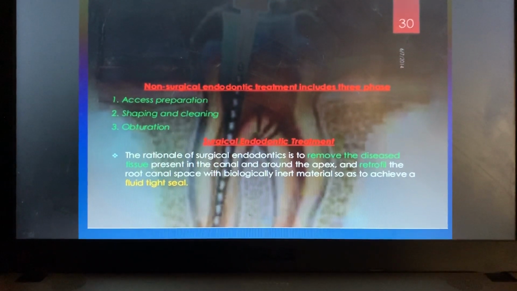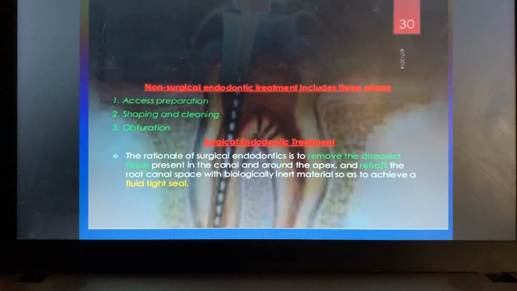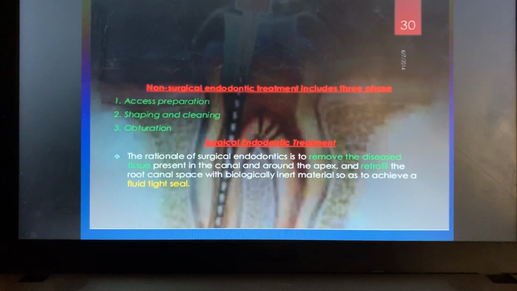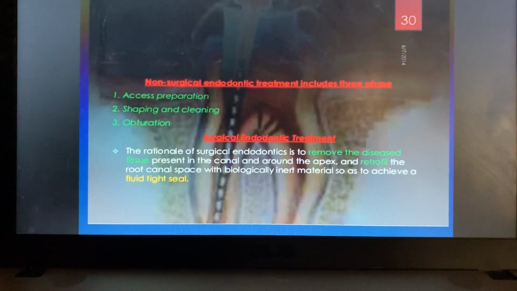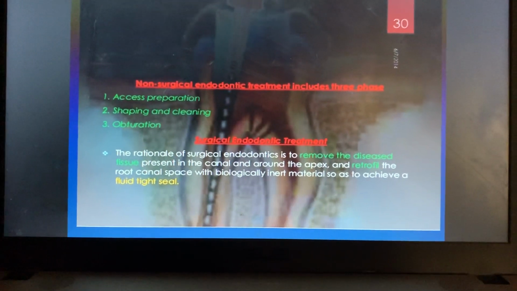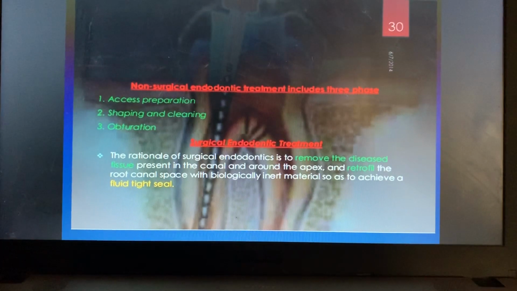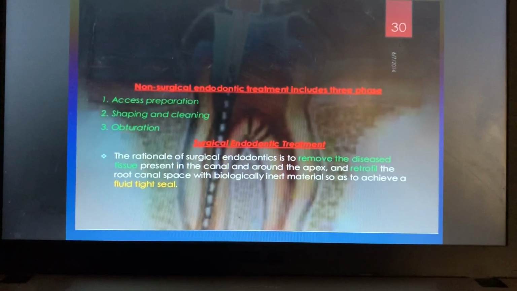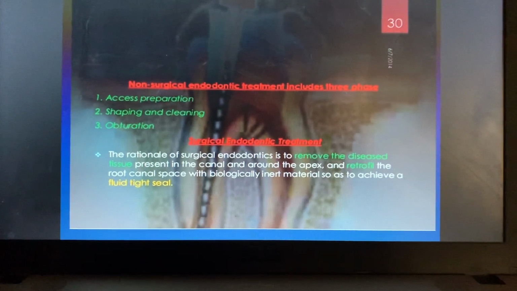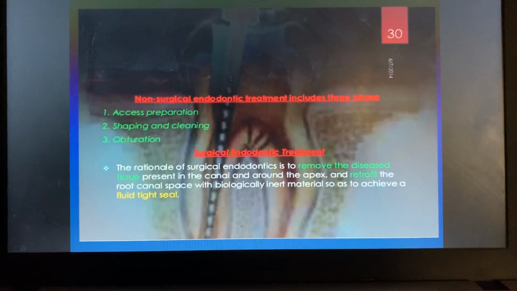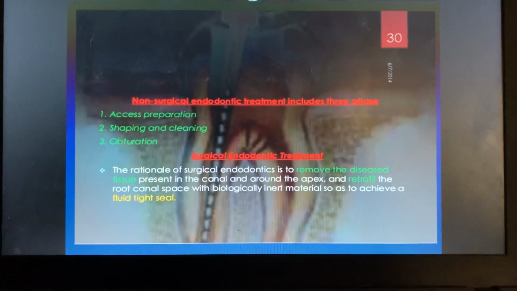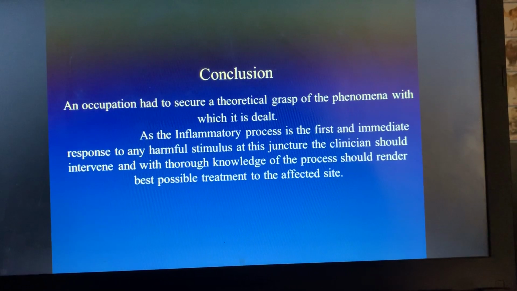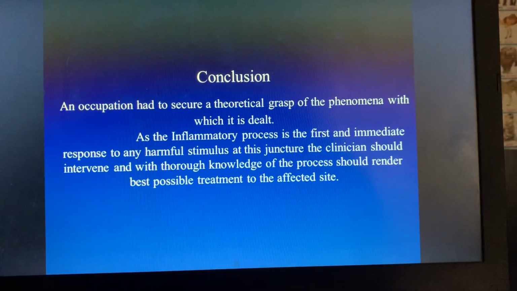The rationale of surgical endodontics is to remove the diseased tissue present in the canal and around the apex and retrofill the root canal space with a biologically inert material so as to achieve a fluid-tight seal. It involves a retrograde preparation here. So that's how we conclude this rationale of endodontics.